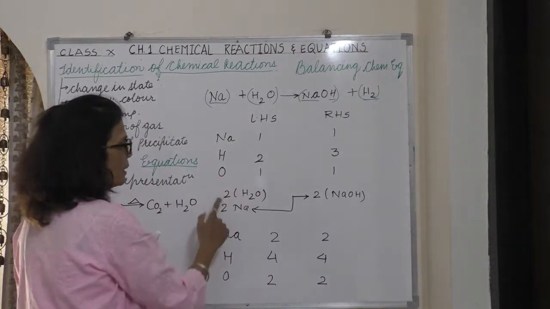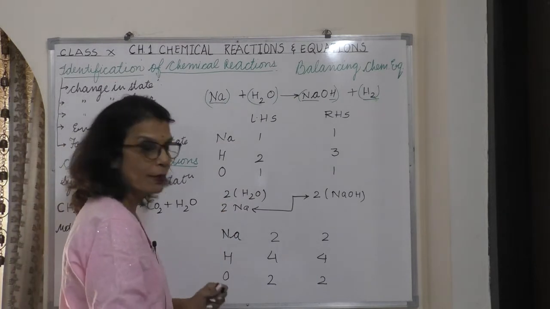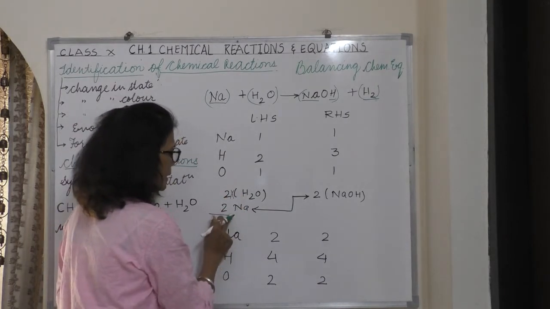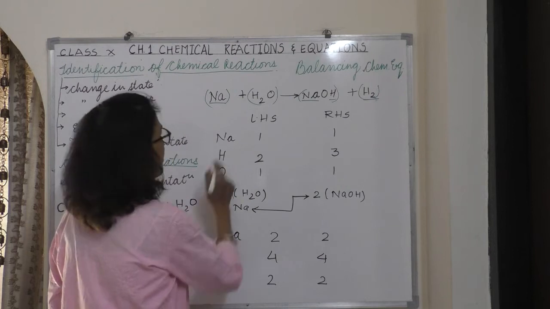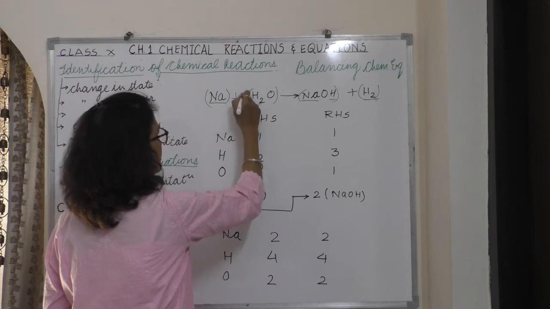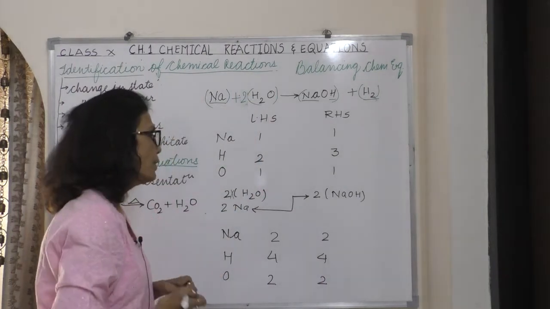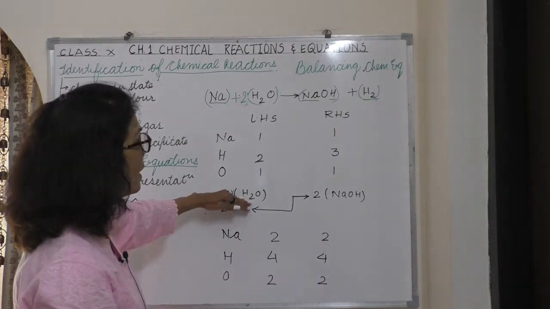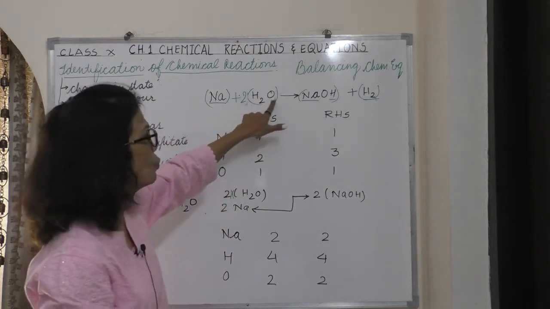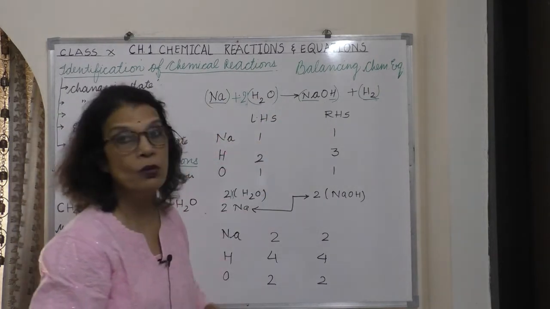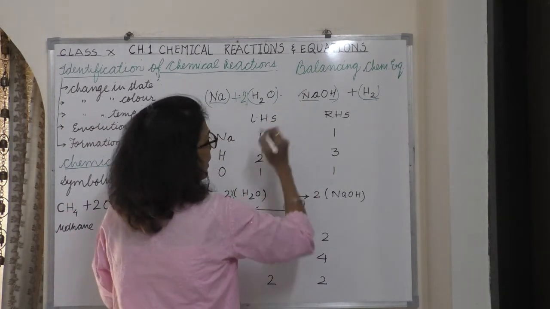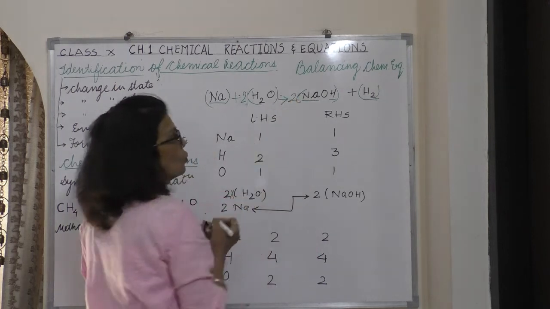First I am going to multiply the water molecules I have by 2. In that condition I will get 2 hydrogen molecules. So I am writing it here, 2 hydrogen molecules. When I write 2 hydrogen molecules, what about the oxygen? I have oxygen 2 on the left hand side, but on the right hand side I have only 1. So can I write 2 in front of NaOH? So I have written 2 NaOH.